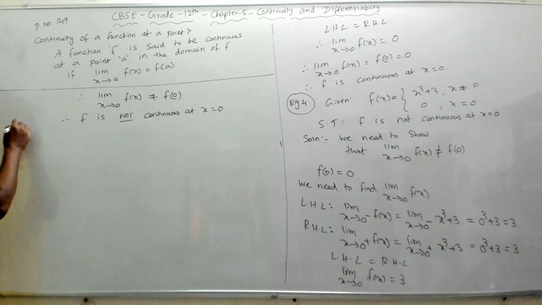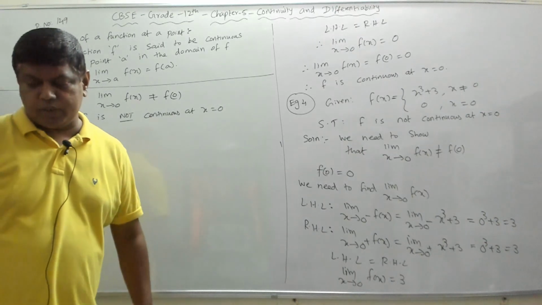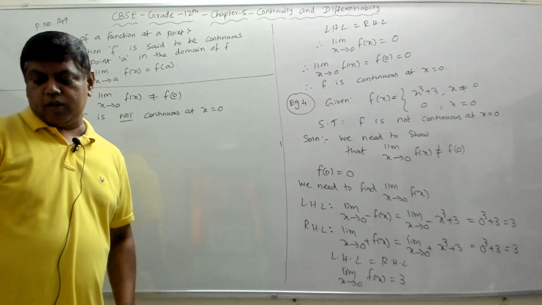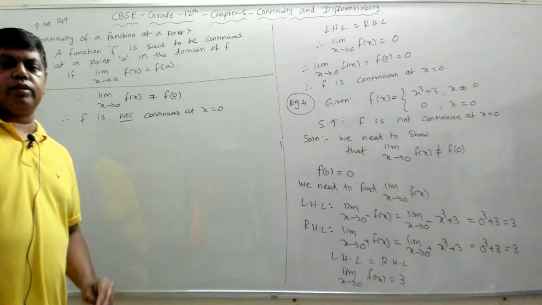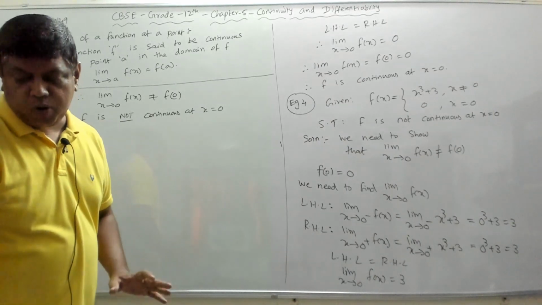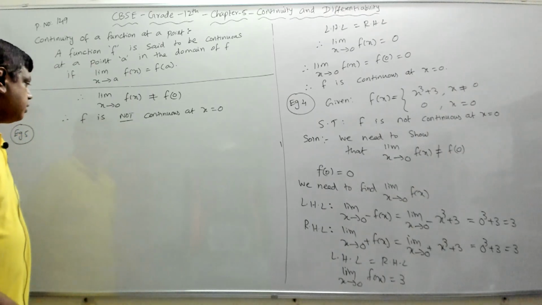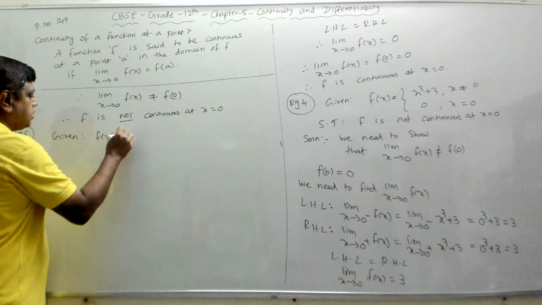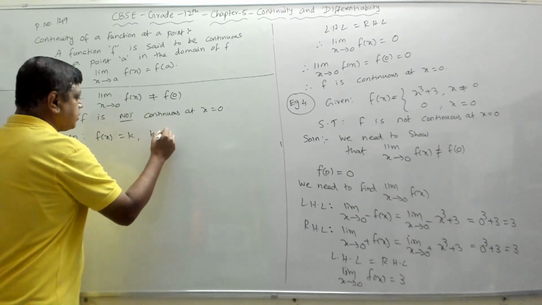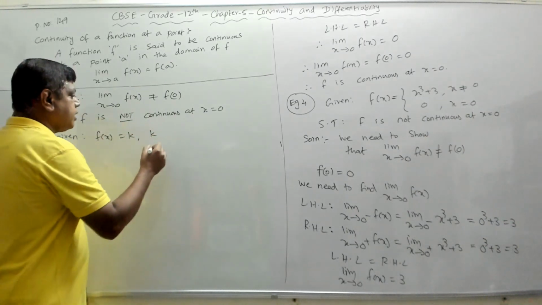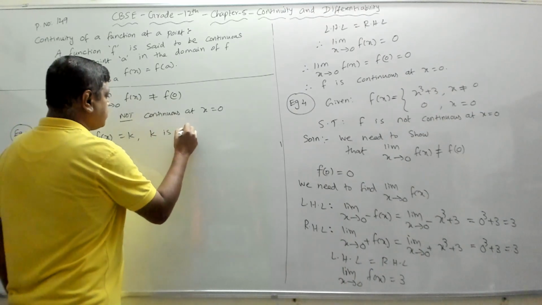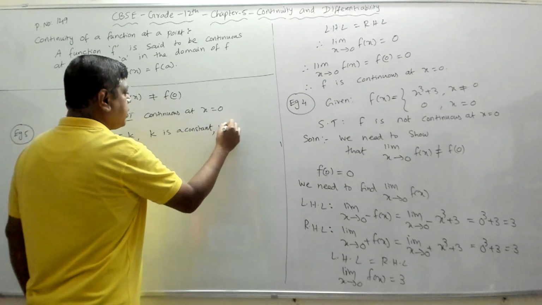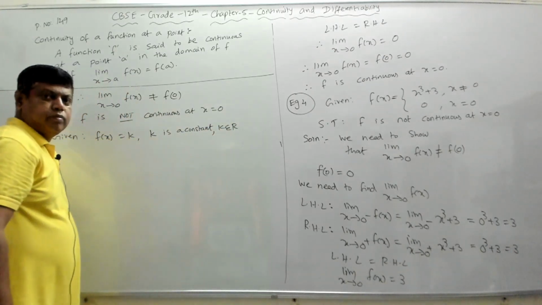Example 5, right, which is: check the point where the constant function f of x equal to k is continuous. You have to check the points where the constant function is continuous. So given is the constant function, given is f of x is equal to k, where k is any real number. K is a constant, and obviously k belongs to R, real number.